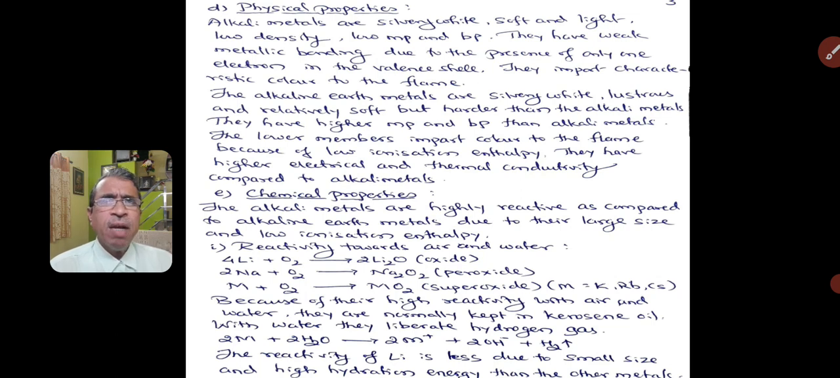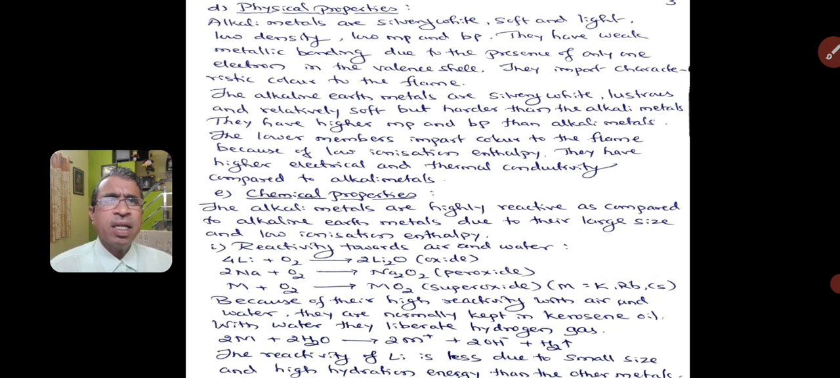Coming to the physical properties of alkali metals. Alkali metals are silvery white, soft and light, with low density, and low melting and boiling points. They have weak metallic bonding due to the presence of only one electron in the valence shell. They impart characteristic color to the flame.